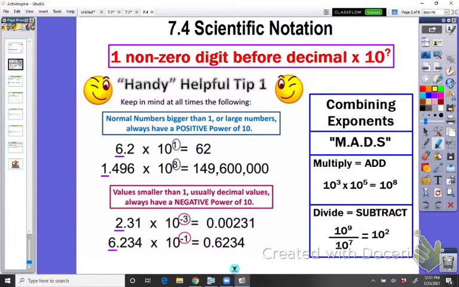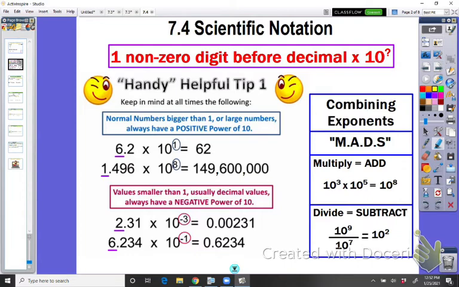This is lesson 7.4 on scientific notation. So you might remember some of this from last year or even in 6th grade. Scientific notation is a way to write very big or small numbers that have a bunch of zeros in a different way using a power of 10. So you don't have to write out all the zeros.